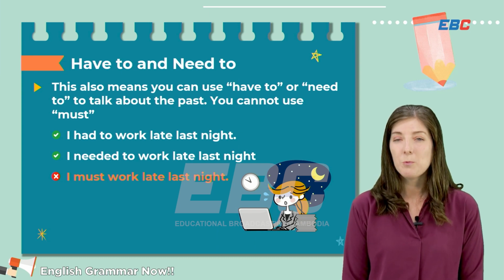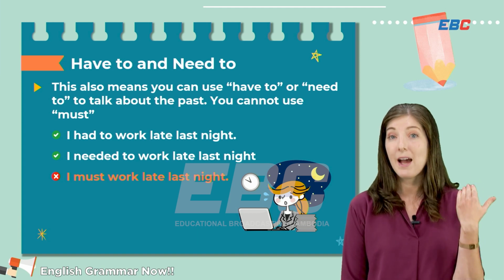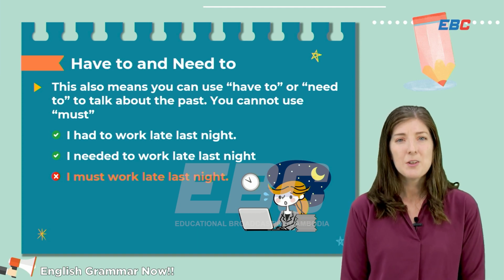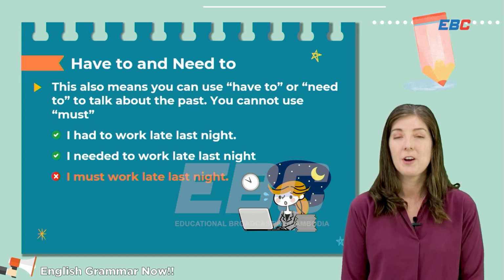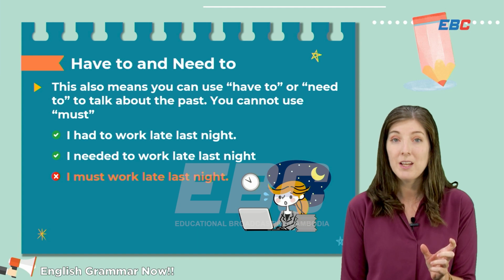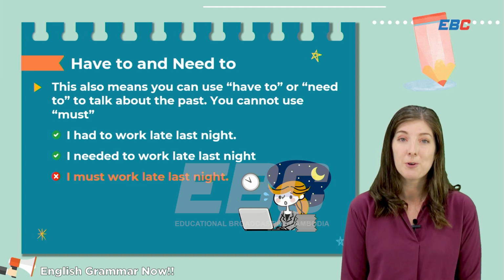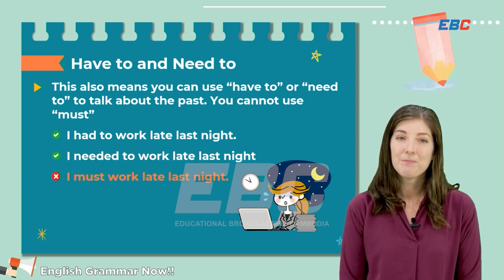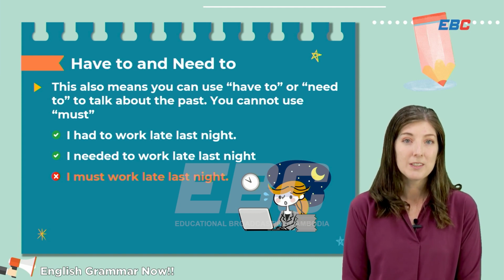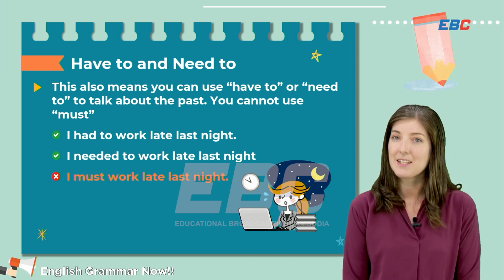This also means that we can use have to or need to if we want to talk about the past. We cannot use must to talk about the past. There's no way to change it so that we are talking about the past. However, we can change the to have verb into the past form, or the to need verb into the past form. Here's some examples. I had to work late last night. I needed to work late last night. We could not say, I must work late last night.